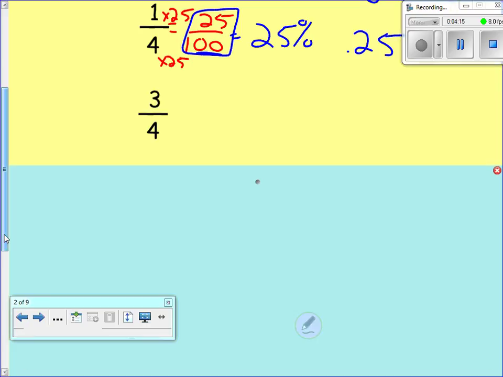3/4. Once again, 4 cannot go into 10. So we're going to put it into 100. From here, we know it's times 25 times 25. 3 times 25. If you don't know the mental math, just think money. 3/4 equals 75 cents. 0.75. And we have 75%.